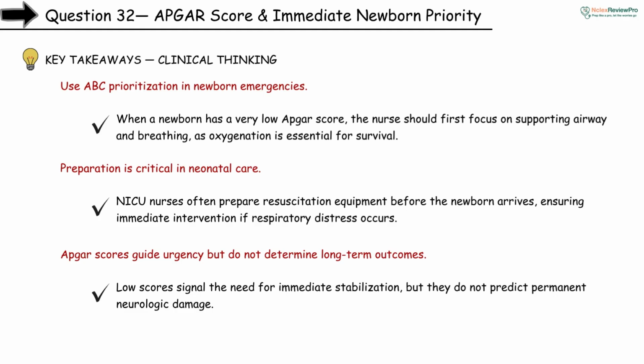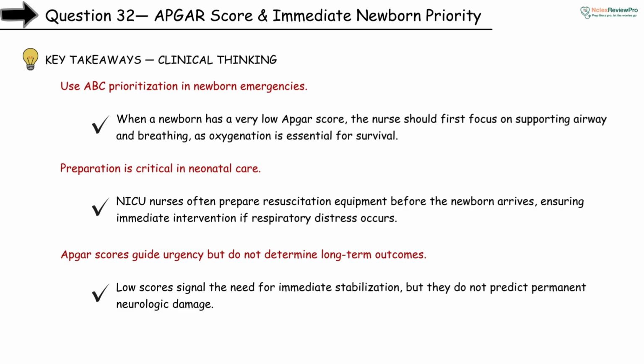So the key takeaway here is this. A newborn with very low APGAR scores requires immediate airway and breathing support, and preparing the resuscitation bag with oxygen is the highest priority intervention, making ABC prioritization a critical concept for both the NCLEX and real-life neonatal care.